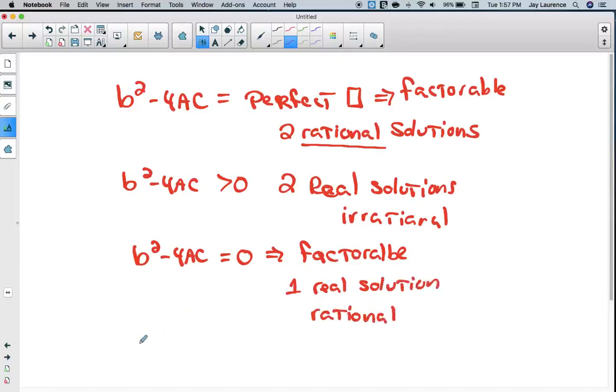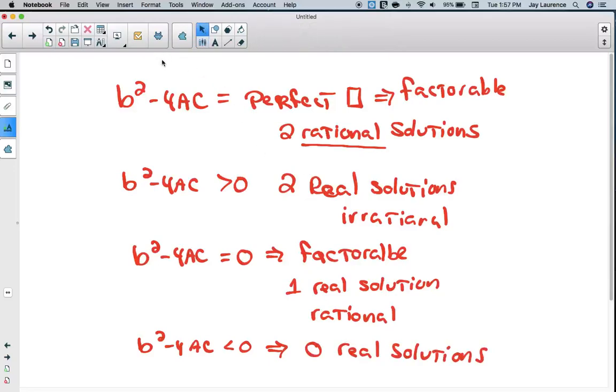Okay? Now, if b squared minus 4ac is less than 0, that tells us that it's not factorable, of course, and we will get 0 real solutions. Okay, there will be some imaginary solutions, but we won't deal with those in this class. That'll be an Algebra 2 thing. I don't think you'll see it in geometry, but it's possible. All right, so I would definitely learn this, maybe flashcards, Quizlet, something like that.